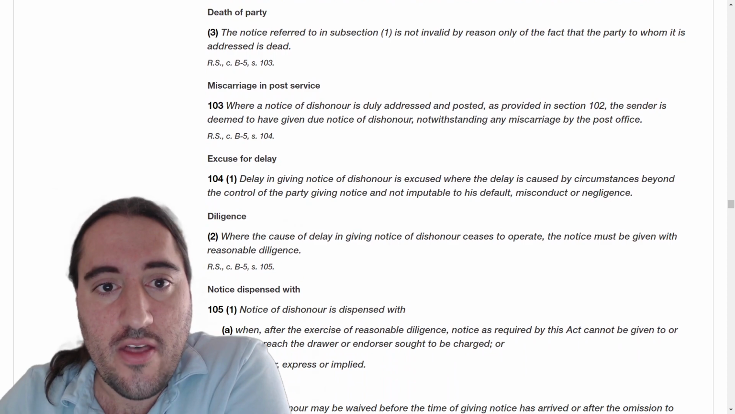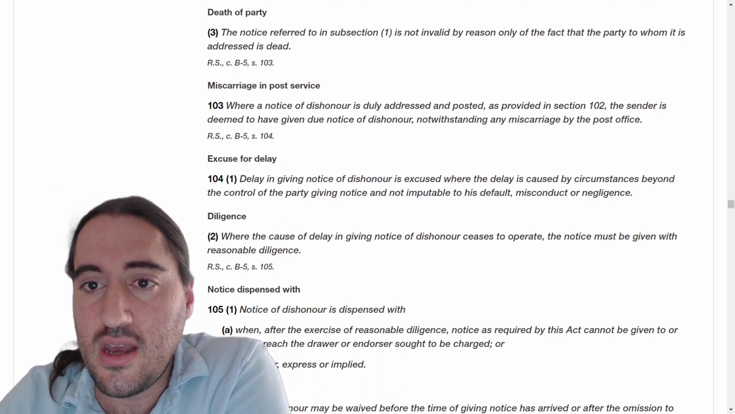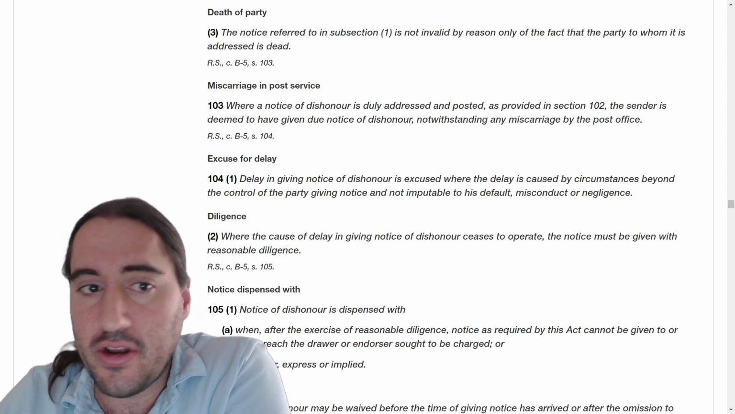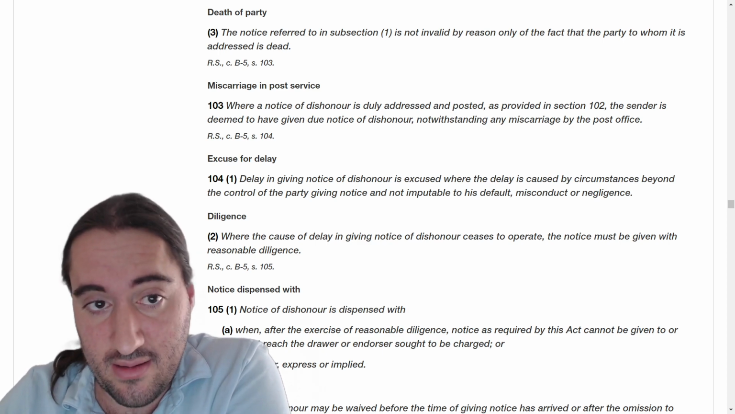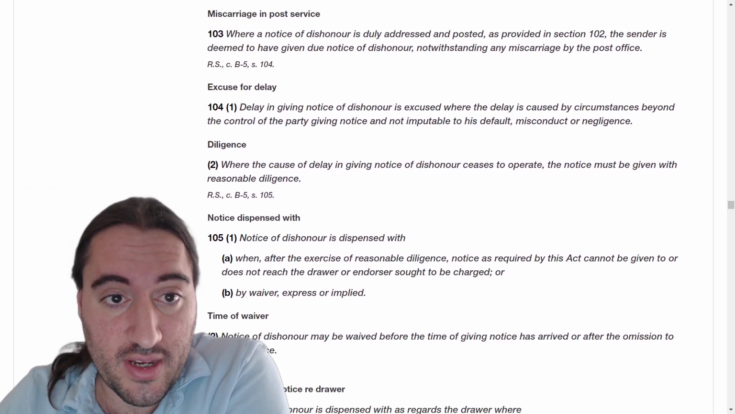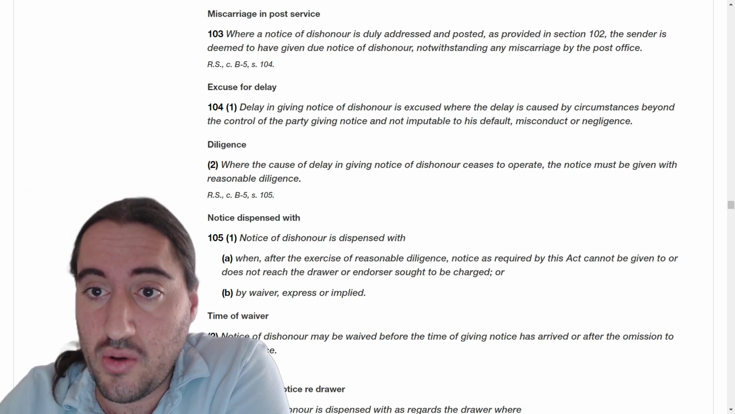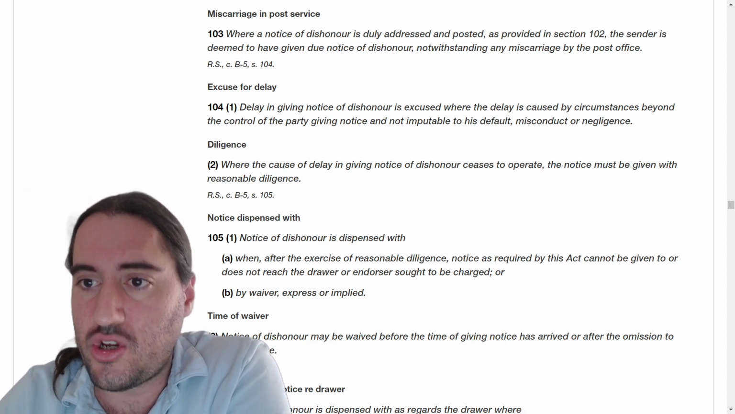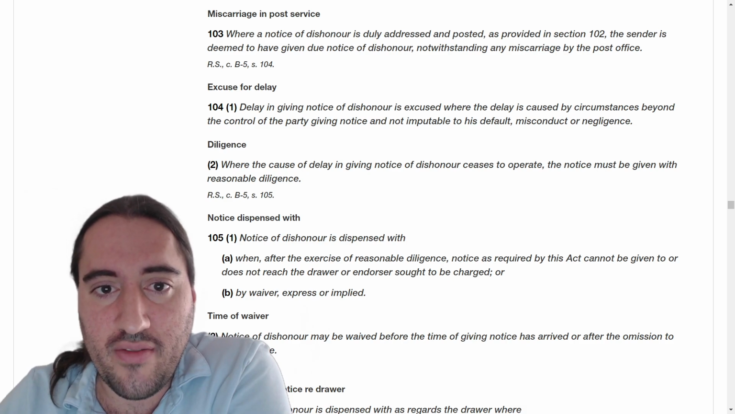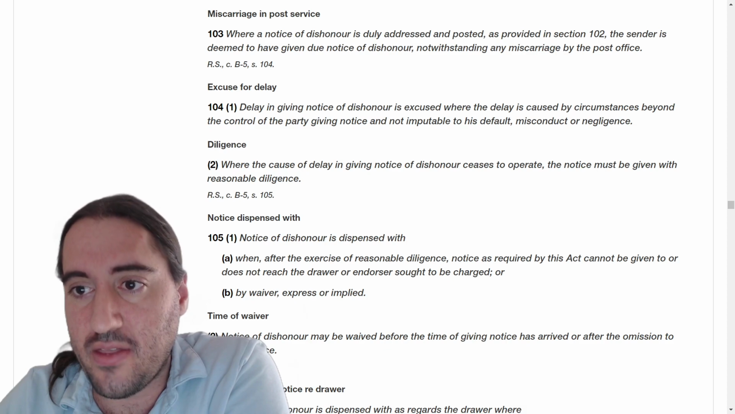Death of party. The notice referred to in subsection 1 is not invalid by reason only of the fact that the party to whom it is addressed is dead. Miscarriage in post service. Where a notice of dishonor is duly addressed and posted as provided in section 102, the sender is deemed to have given due notice of dishonor, notwithstanding any miscarriage by the post office.